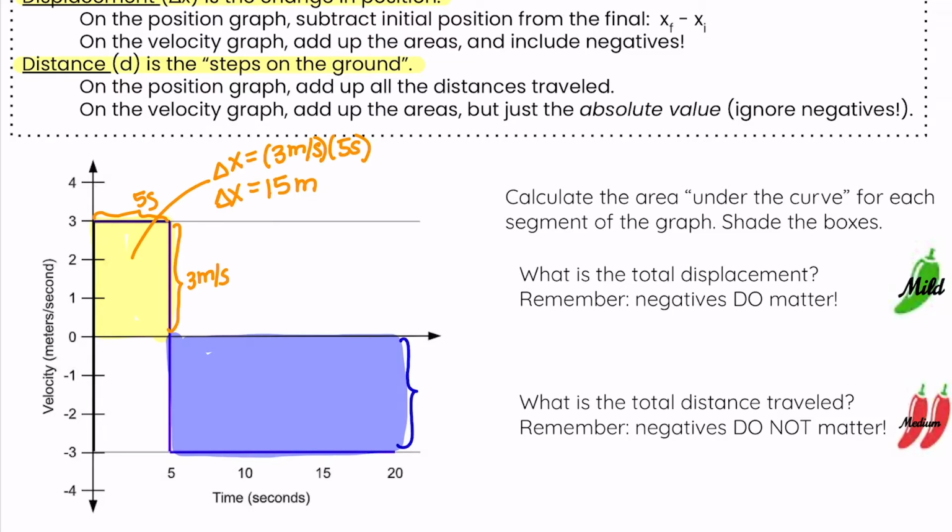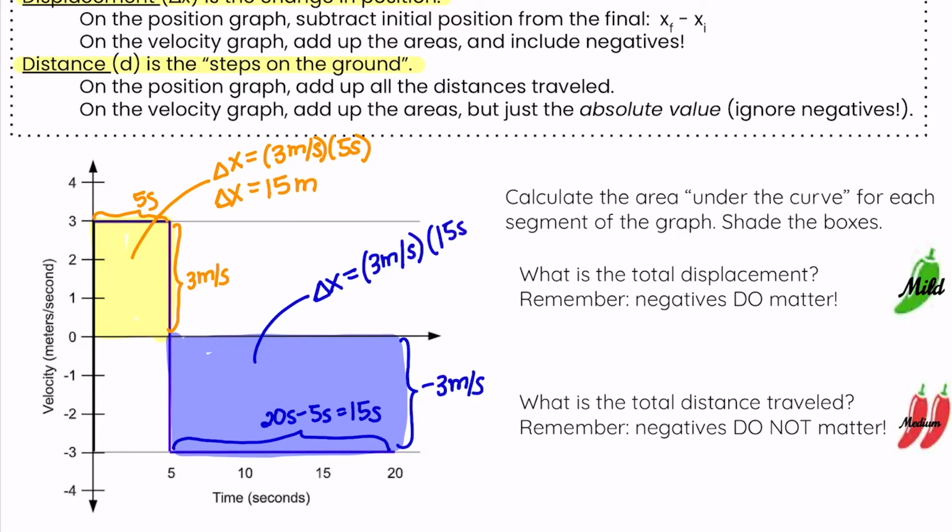Here we have a velocity of negative 3 meters per second, and it took from 20 seconds minus 5 seconds to get how much time that the object traveled, which is 15 seconds. And so our displacement here is going to be negative 3 meters per second times 15 seconds, and don't forget the negative sign, which is going to be negative 45 meters.